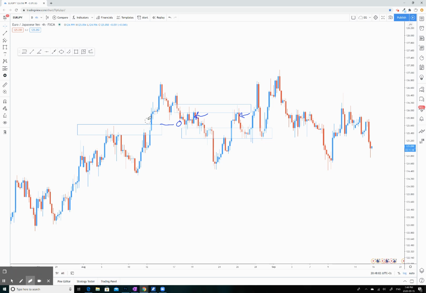So ultimately what we're doing, let's get rid of that so it doesn't look too messy. Ultimately what we're doing here is just trading from area to area, right? So zone to zone. If you prefer to use support and resistance lines, by all means, it works the same way. I just prefer to use zones. That's how I've learned, and that's how I really like to trade.